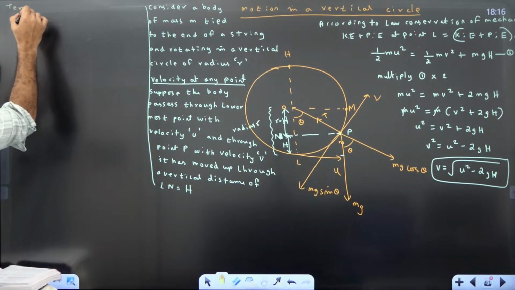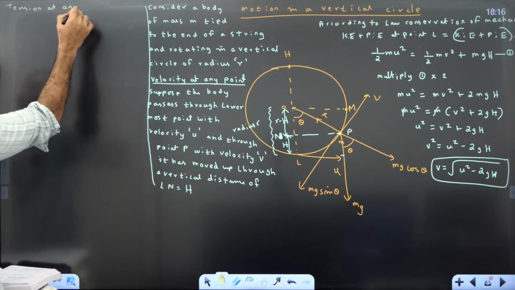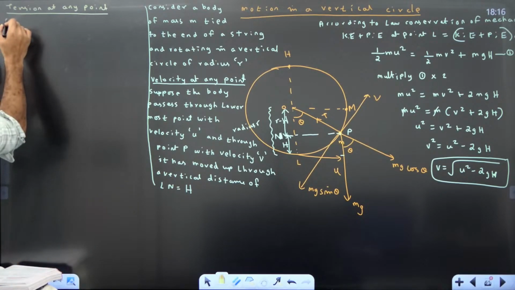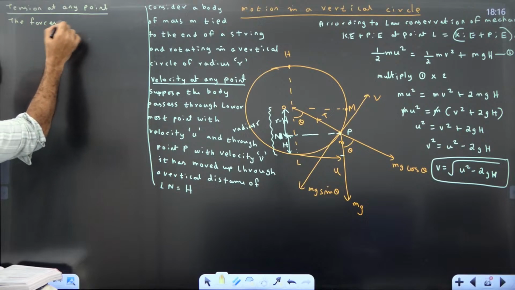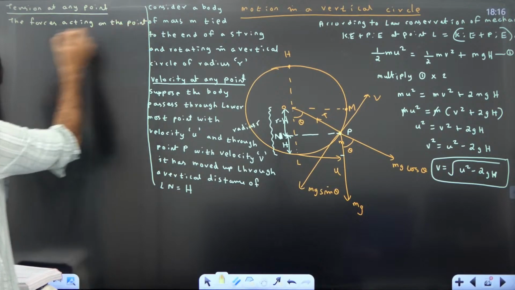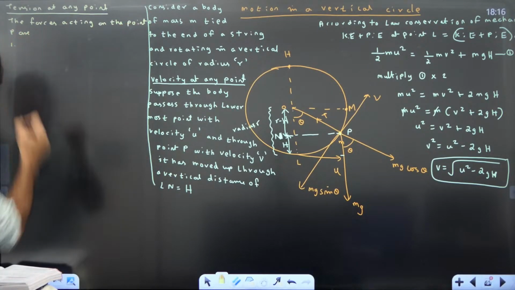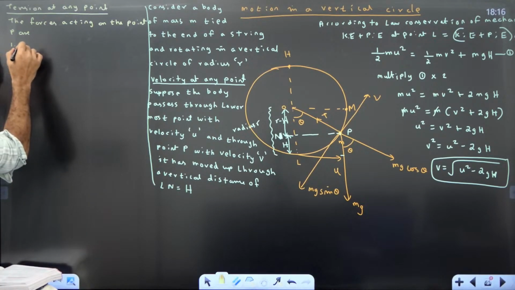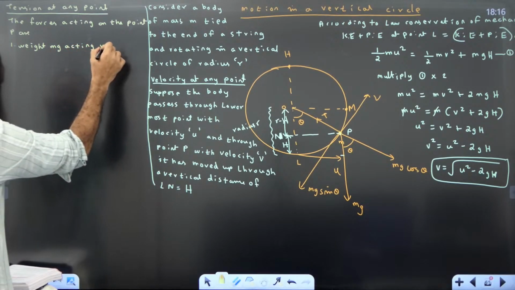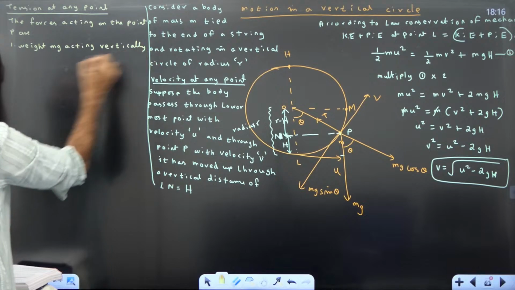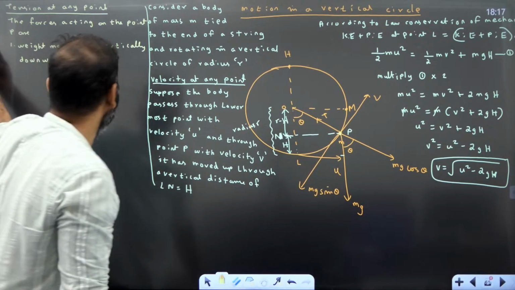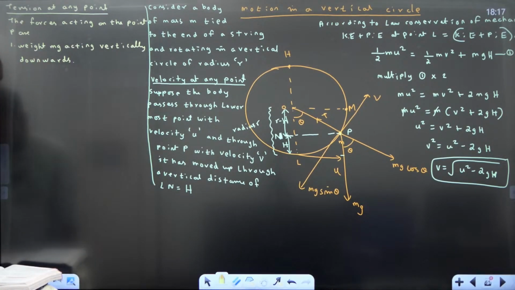Topic: tension at any point. Let us look. The forces acting on the point P are, first one, weight mg acting vertically downwards.